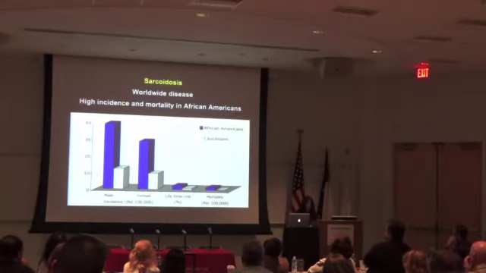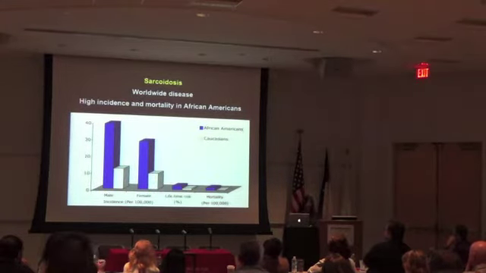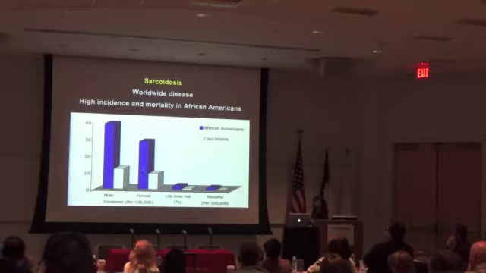So sarcoidosis is really worldwide, and the incidence is increasing. But here in the US, in particular, there's a high incidence and mortality of the disease among African Americans, both in males as well as females. The incidence is more than twice of that in Caucasian population. The lifetime risk of developing sarcoidosis is also higher, and the mortality is higher.